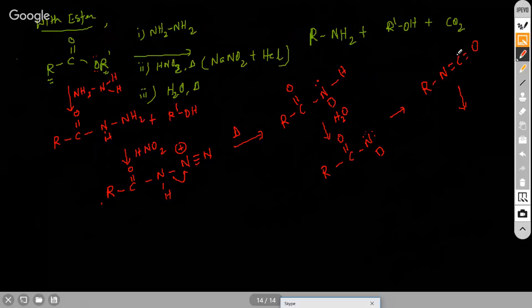OH minus attacks onto this carbon. This bond goes here. Then H plus comes onto this nitrogen, and all these things are same over here. Okay. So like this you get, with H plus and H2O, R NH2, again 1 degree amine. Done.